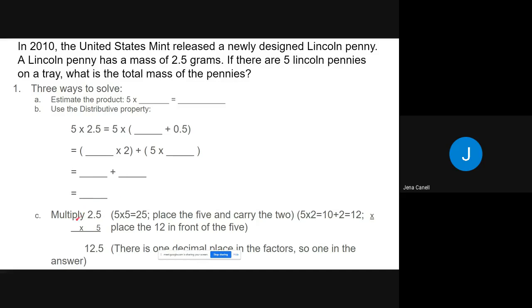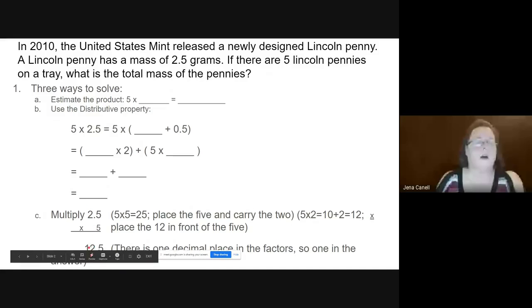And then in our third way, we're going to use the standard algorithm, where we're going to multiply 2 5/10 times 5, where we would have 5 times 5 is 25, carry our 2. We would have 5 times 2 is 10, plus 2, so we would write 12, because we're actually carrying that 1 over here to the tens place.